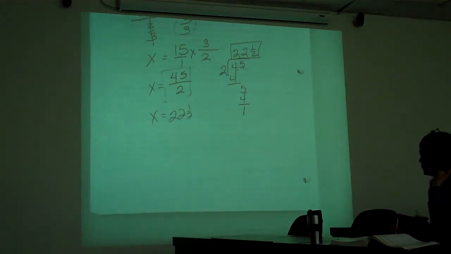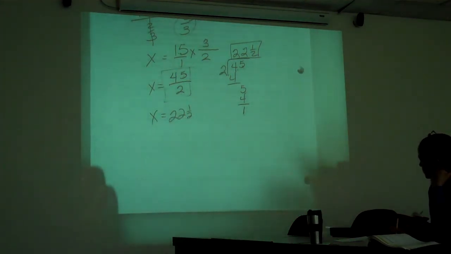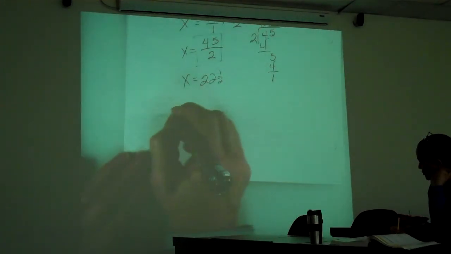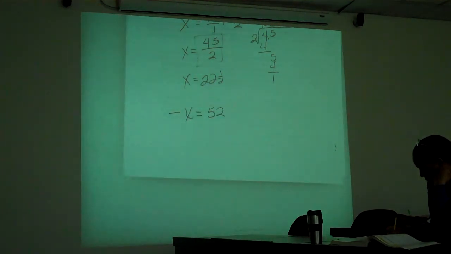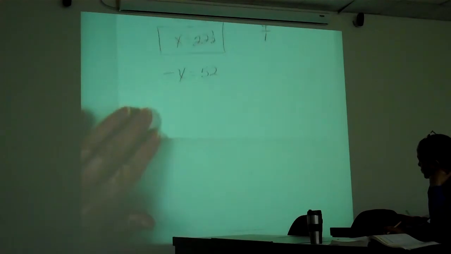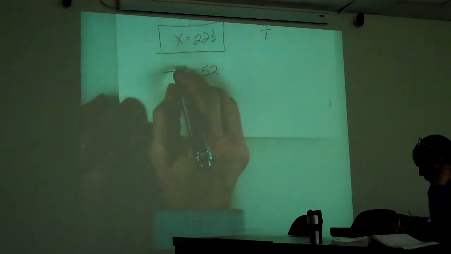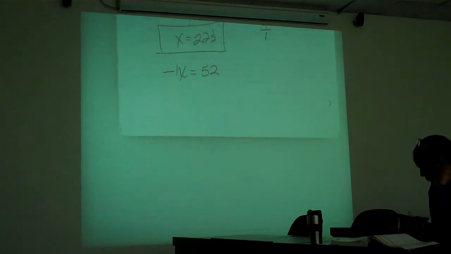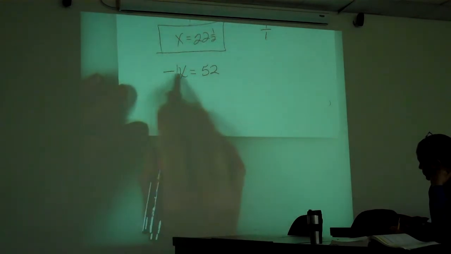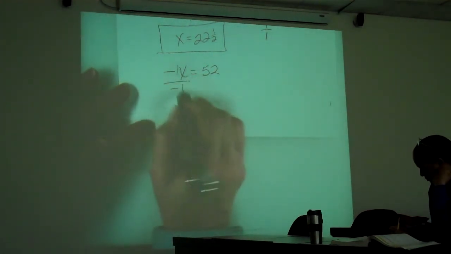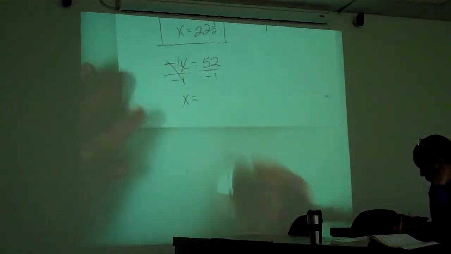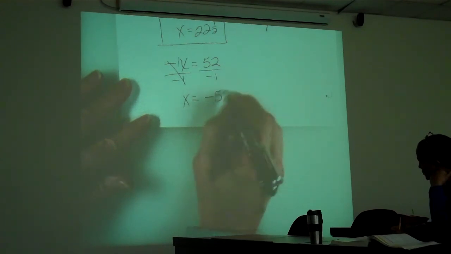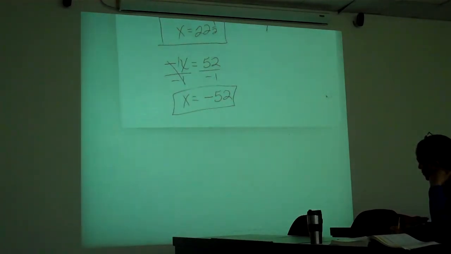Okay. Let's say you have a negative. Let's say we have negative x equals 52. This is like a -1. Negative x means -1 times x. So if you're multiplying -1 times x, you're going to divide by -1. 52 divided by -1 is just -52.